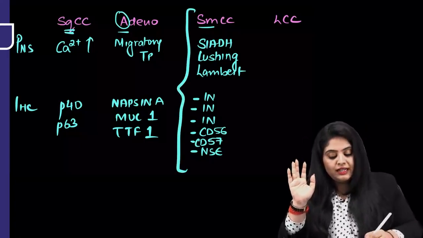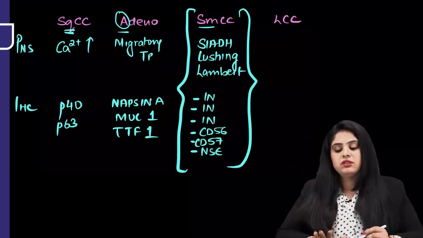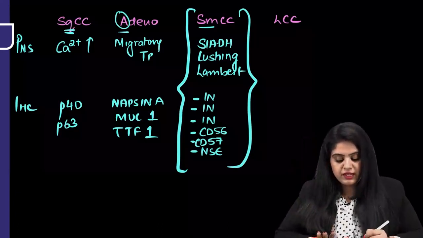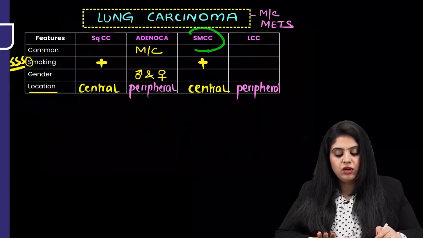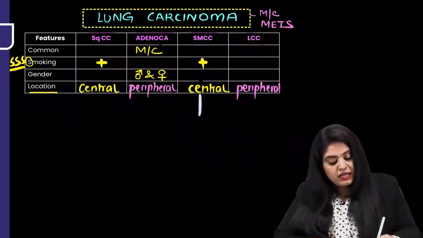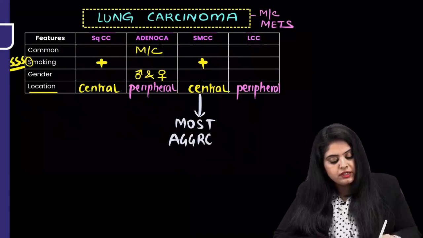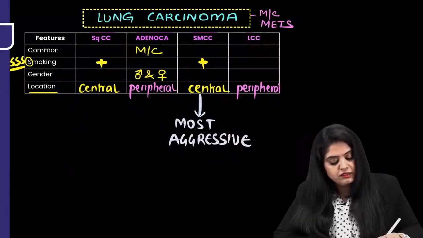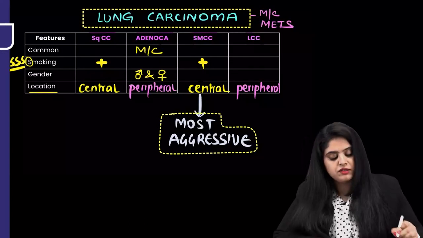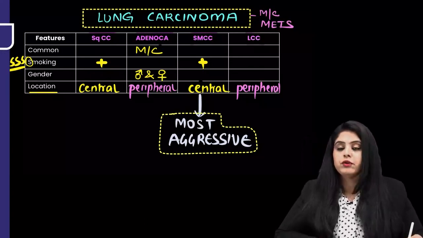So what did you analyze overall? Which sounded the most dangerous? Of course, in the end it was this small cell only. It was small, but it was most dangerous. So if they ask you which is the most aggressive cancer out of all of these, the most aggressive cancer is going to be small cell carcinoma. Very important point for all of you to know.